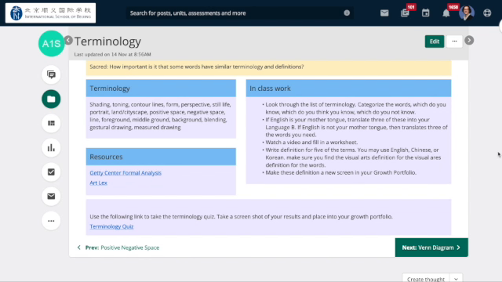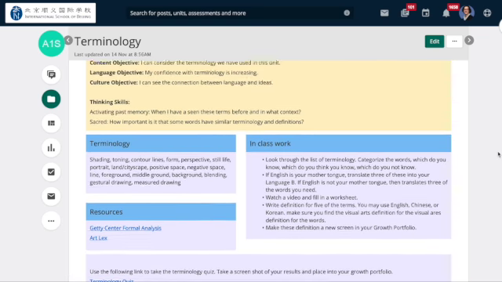I'm not assessing the terminology. It's more an attempt to have the students understand the language and use the language. We build up on this in subsequent units. So this is the Learning Management System lesson page, all right?